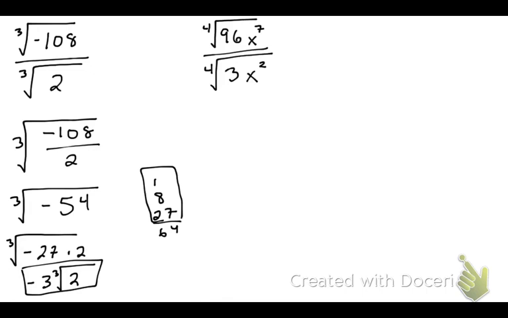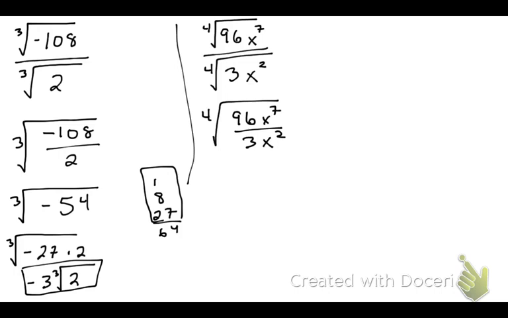In the second problem, again, it's the same root, so we can rewrite this as the 4th root of 96x to the 7th over 3x squared. But that fraction will simplify into the 4th root of 32x to the 5th. We're dealing with 4th roots, so we need our perfect fourths. 1 to the 4th is 1, 2 to the 4th is 16, 3 to the 4th is 81, which means the only numbers that matter are 1 and 16.